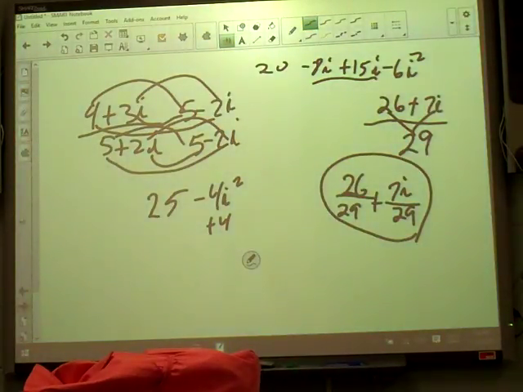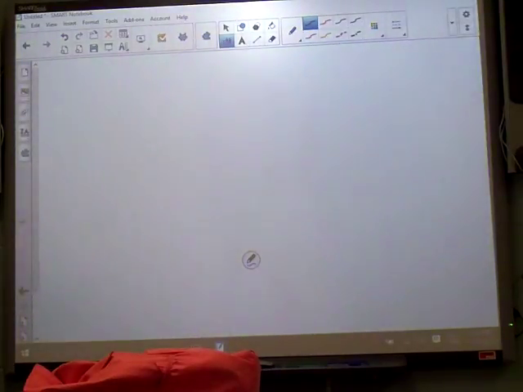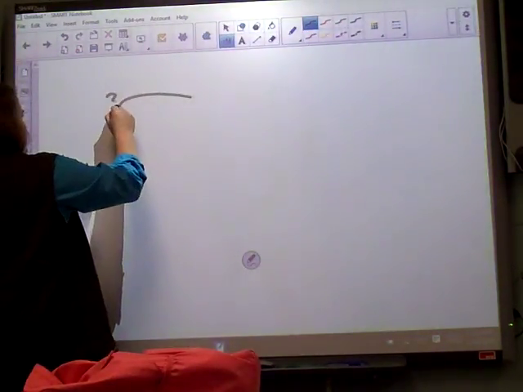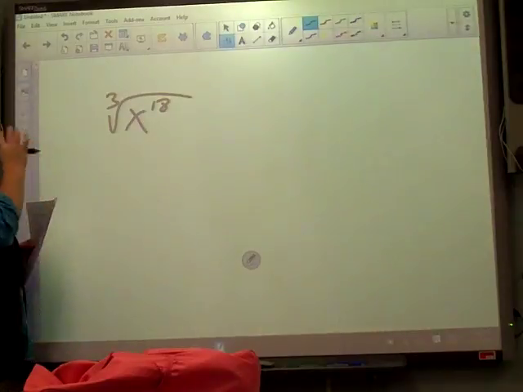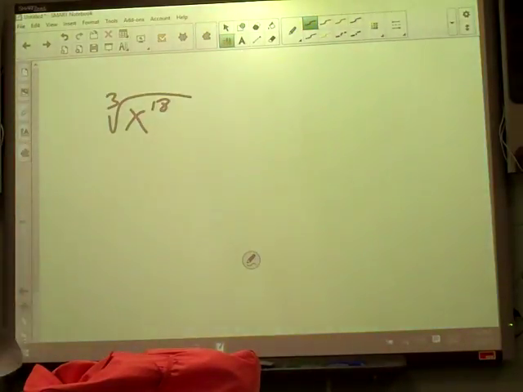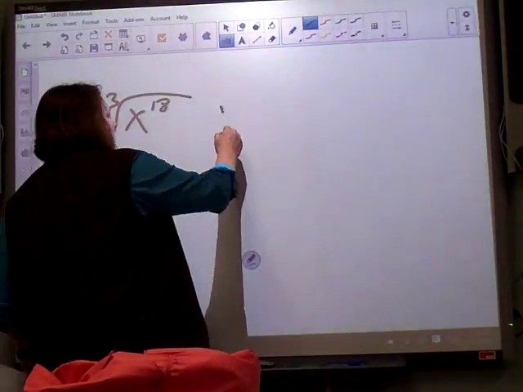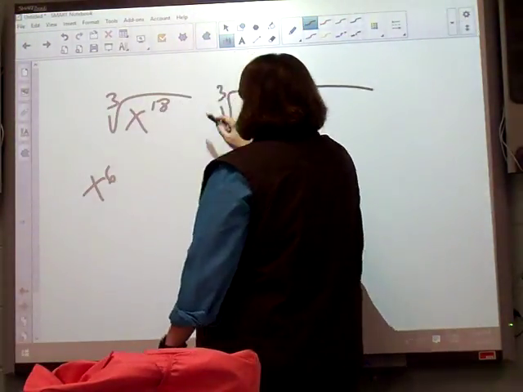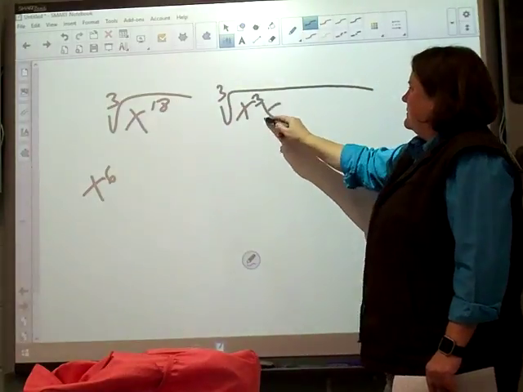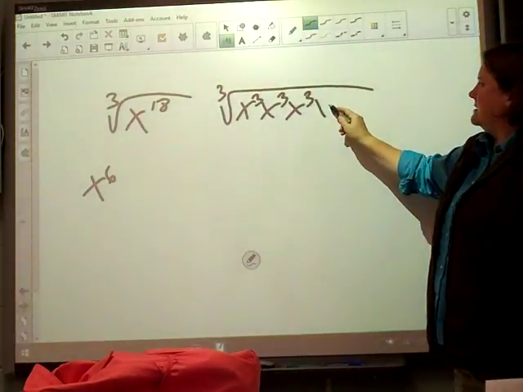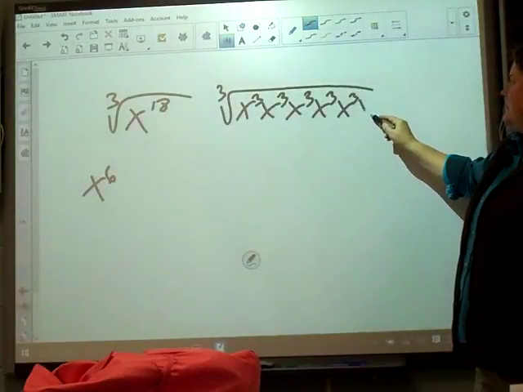Alright, a couple different ways you can do number 12. The easy thing to do when it is divisible, you just divide it. That's the short way on this. So 18 divided by 3 will get you x to the 6th. The other way to do it, since it's a cube root, you can break those powers of x down into cubes. 3, 6, 9, 12, 15, 18.